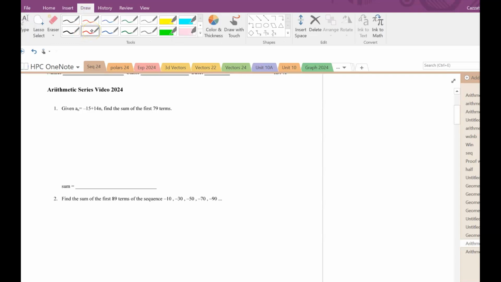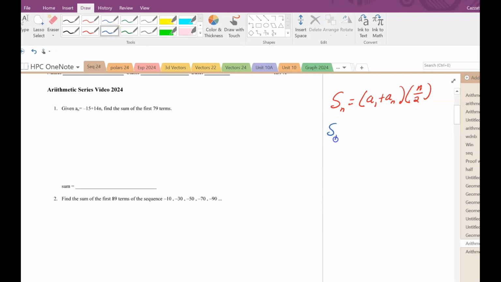Hello, honors pre-calculus students. Today's learning target is to talk about arithmetic series. We had developed in class that the sum of an arithmetic series is (a1 plus a sub n) times n over 2. So that is the textbook formula. We also discussed in class a different formula.